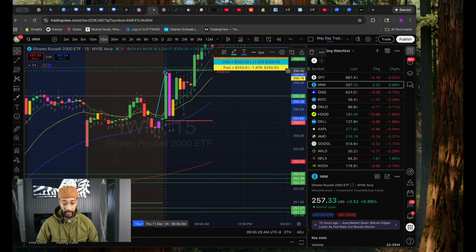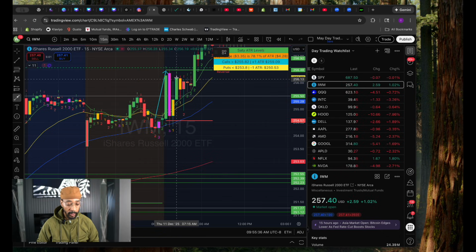Okay, perfect. Now, look what happened. The very next candle, what did we do? We came right back down. And then what did the stock try to do? It tried to retrace this candlestick right here. Y'all see what I'm saying? So it went up.